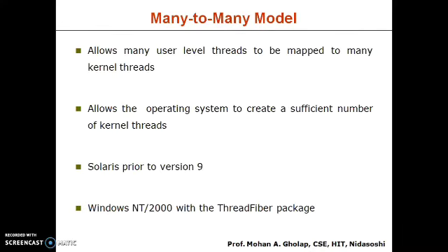As the name itself indicates, the number of user threads are mapped to the number of kernel threads, but the number of kernel threads should be either less than or equal to the number of user threads here. So it allows many user threads to be mapped to many kernel threads. This allows the operating system to create a sufficient number of kernel threads, and Solaris prior to 9 and Windows NT/2000 with the thread fiber package will support this particular model.